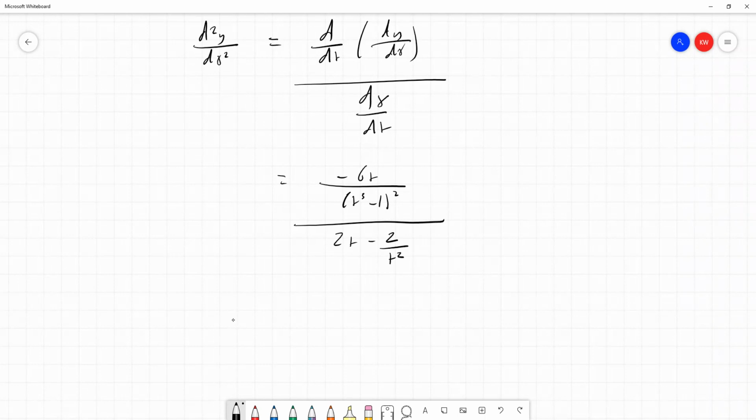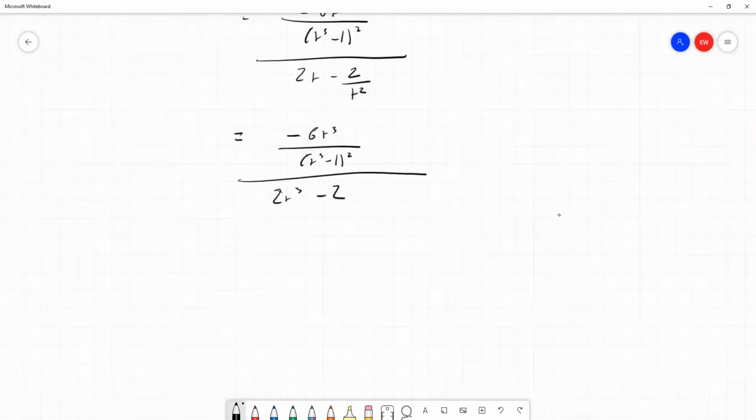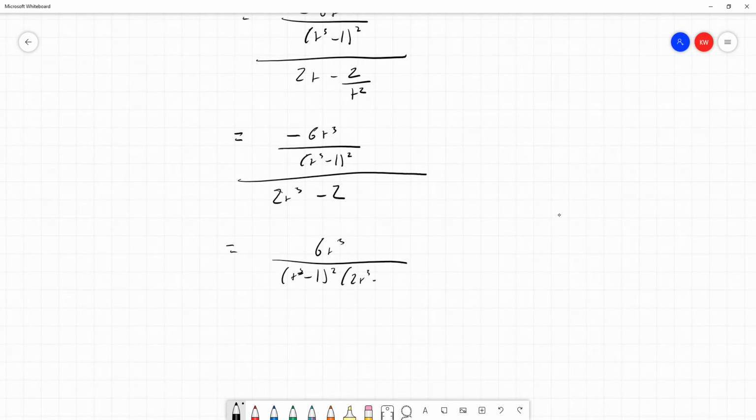Again, we might wish to tidy this up a little bit to give us a slightly simpler term to deal with. And again, I'll multiply top and bottom by t squared, which gives minus 6t cubed over t cubed minus 1 squared, divided by 2t cubed minus 2. And we can further simplify that to minus 6t cubed over t cubed minus 1 squared times 2t cubed minus 2. Put the minus at the top. I think that's probably the neatest we can make this.